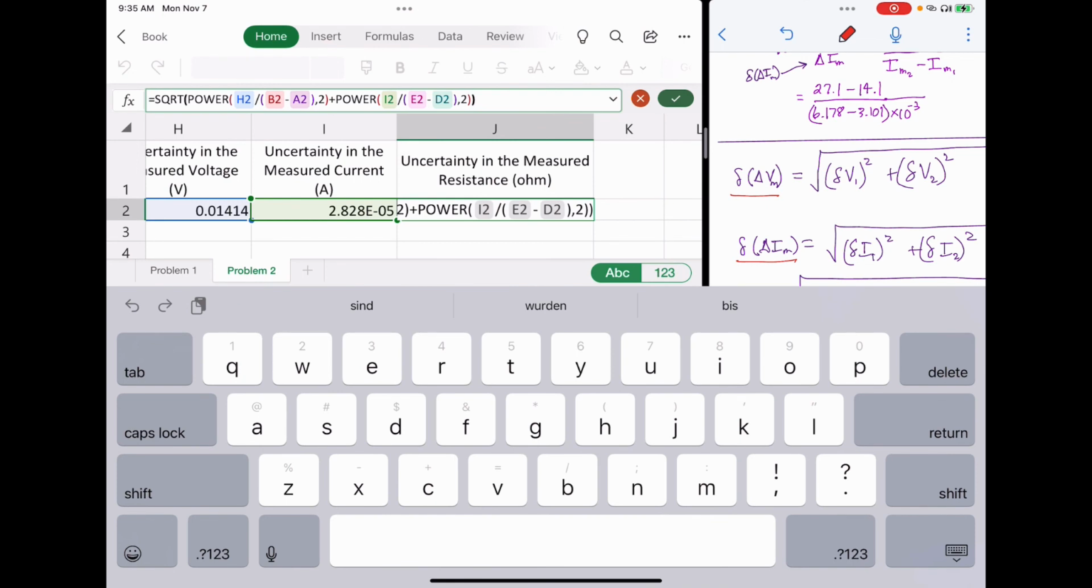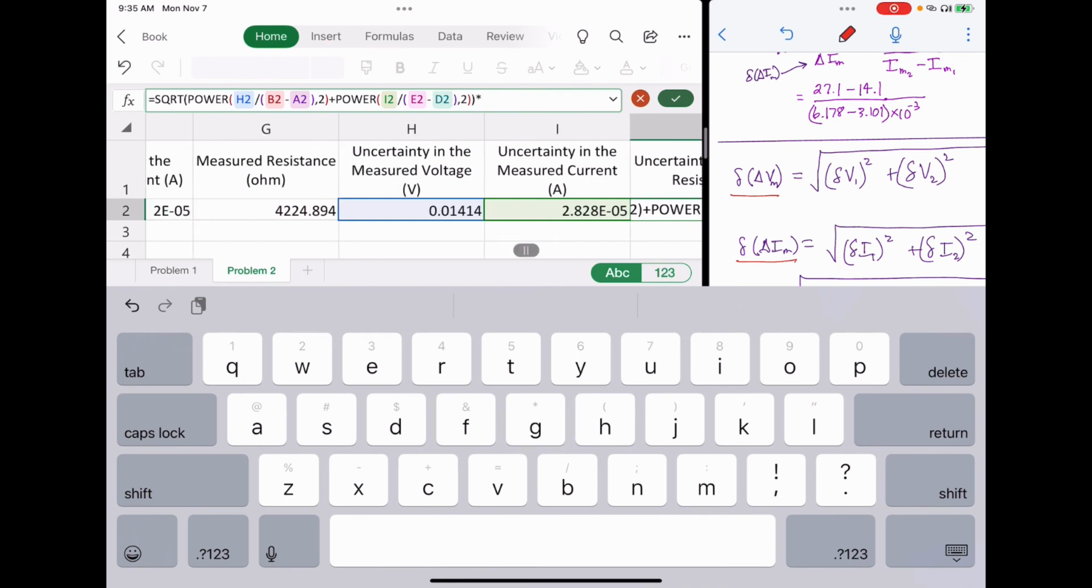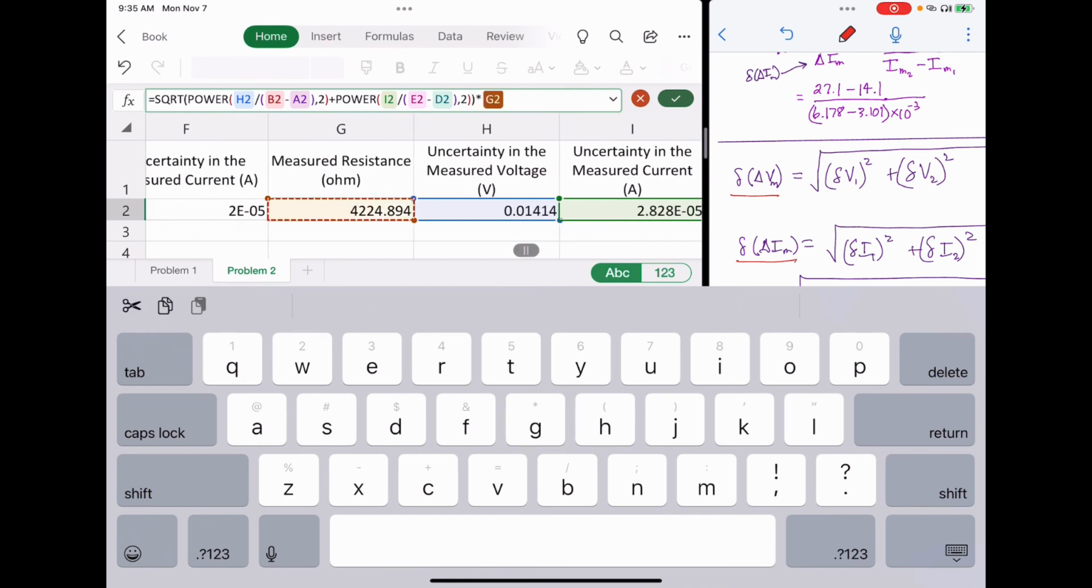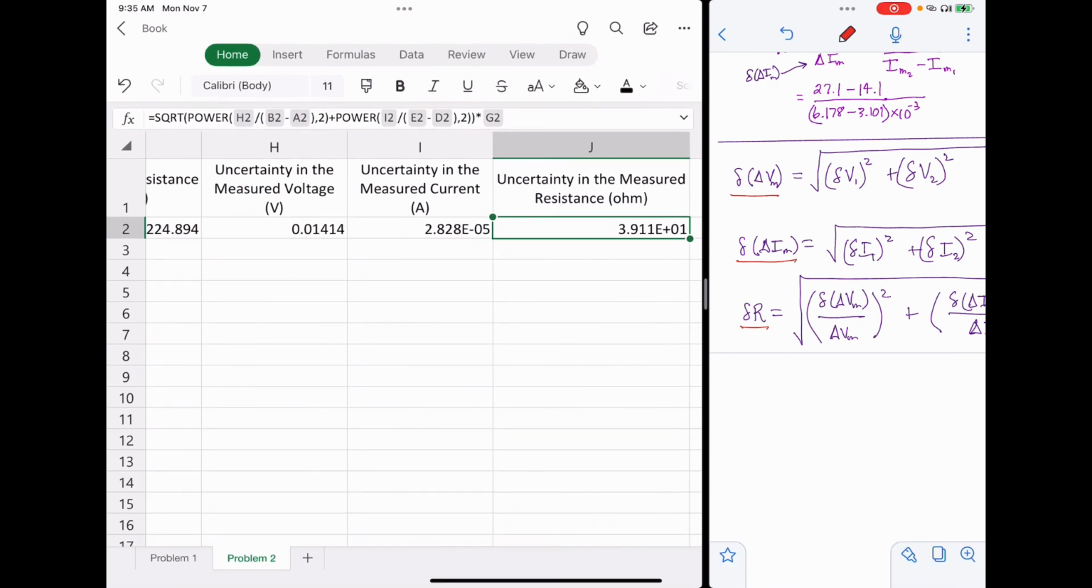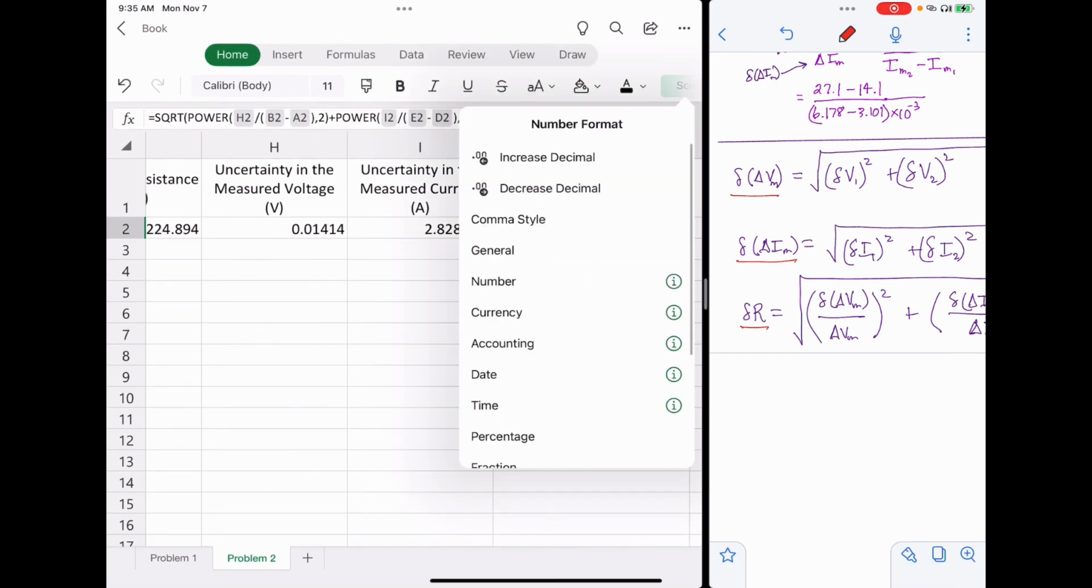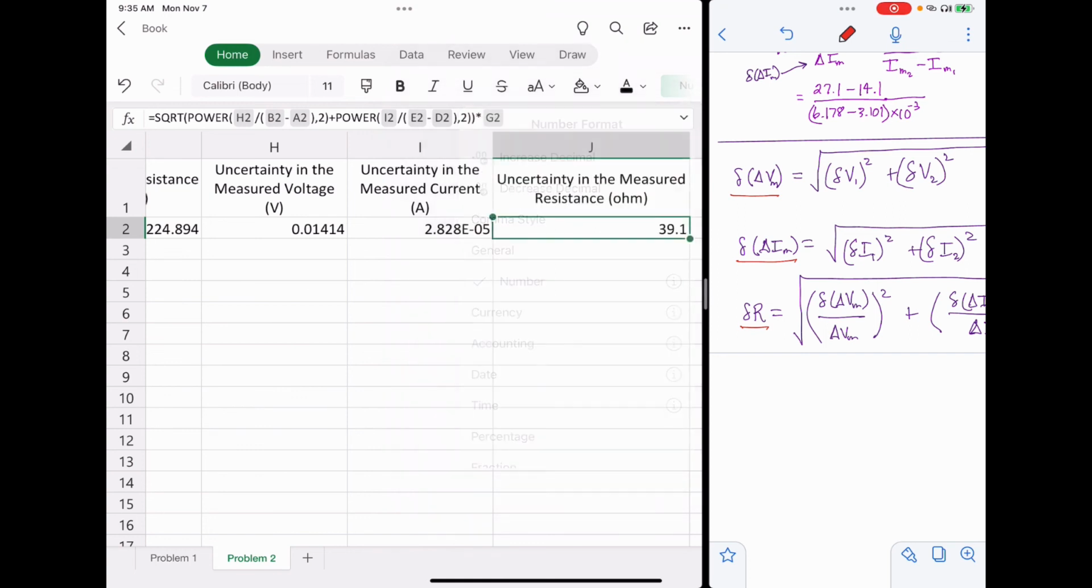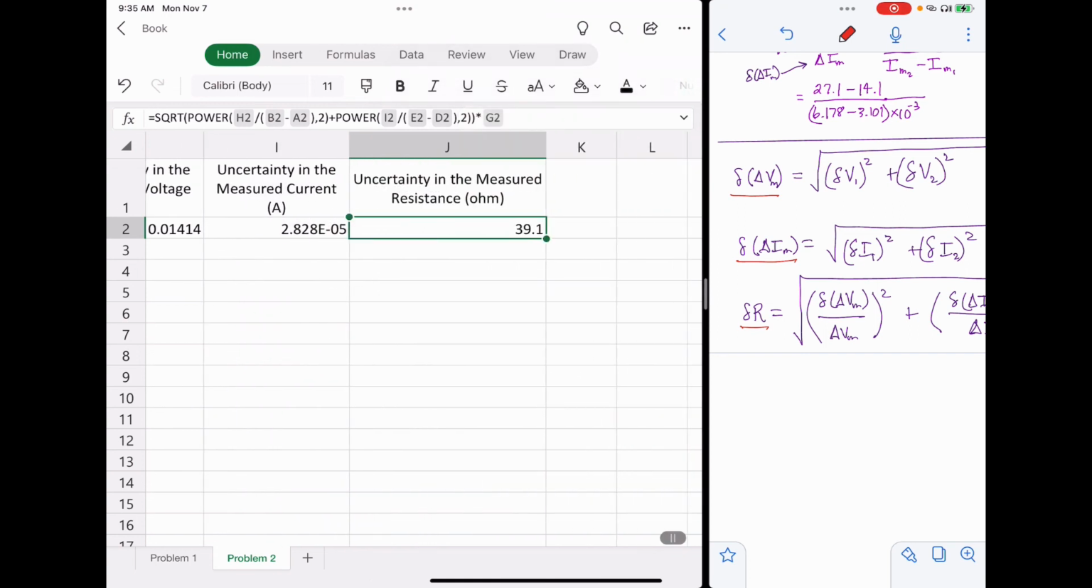We actually have to multiply this times the measured resistance. See what we have here. I'm going to go ahead and make this just a number. Decrease a couple of decimal places, and you'll see that we're ending up with 39.1. Okay, and that is it.